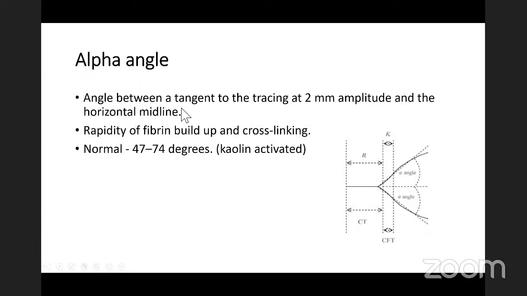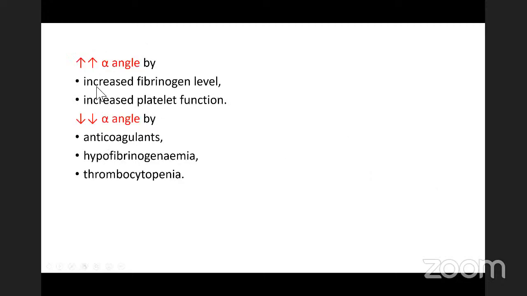Alpha angle is the angle between the tangent of the tracing at 2 mm amplitude and the horizontal midline. This is the tangent, and it reflects the rapidity of fibrin buildup and cross-linking. Its normal angle is 47 to 74 degrees. The increase in alpha angle is by increased fibrinogen levels and increased platelet function, and a decreased alpha angle is by anticoagulants, hypofibrinogenemia, and thrombocytopenia.